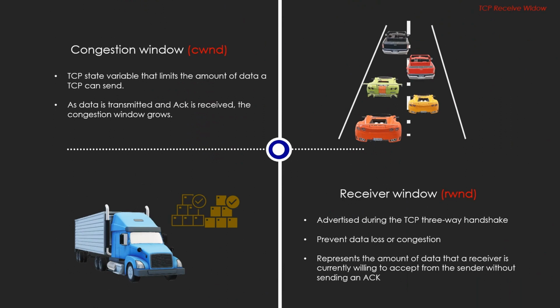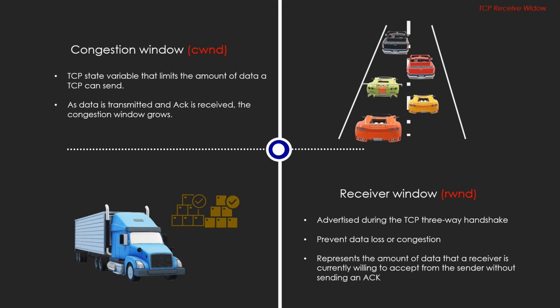Next is the congestion window, CWND. The congestion window plays a crucial role in determining the amount of data the sender can transmit over the network without overwhelming it. The congestion window is like the number of cars you are allowed to have on the highway at a given time without causing congestion.